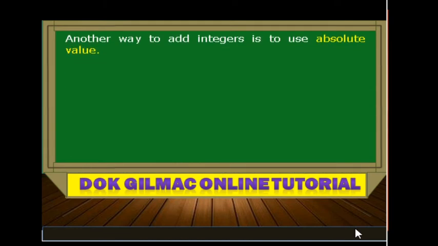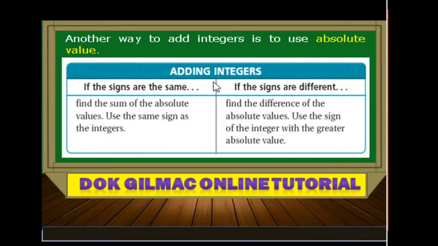Another way to add integers is to use absolute value. Adding integers: if the signs are the same, find the sum of the absolute values. Use the same sign as the integers. So take note of that. But if the signs are different, find the difference of the absolute values. Use the sign of the integer with the greater absolute value. Okay, so take note of that.